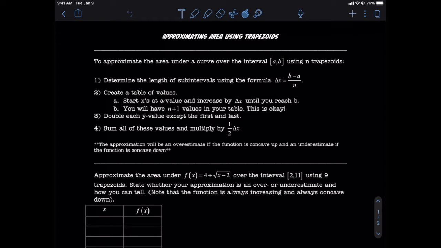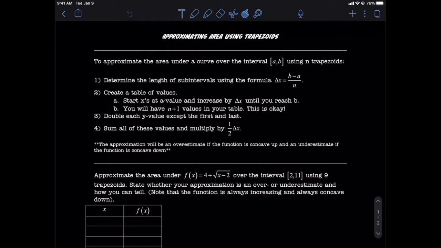No matter what kind of shape you plan on using to approximate, you're always going to first want to divide your region into subintervals. To find the lengths of each of these subintervals, you're going to calculate something called delta x, and to do this you're going to do b minus a over n. Here, a and b are the left and the right hand endpoints of the interval, and n is the number of shapes you're going to use to approximate the area.